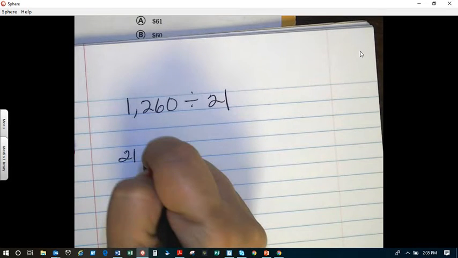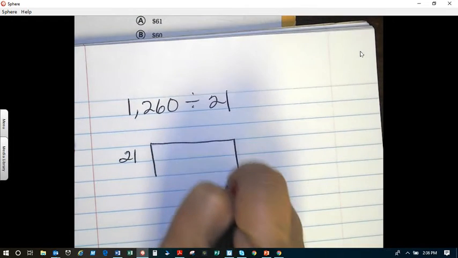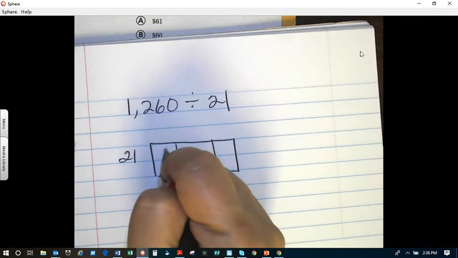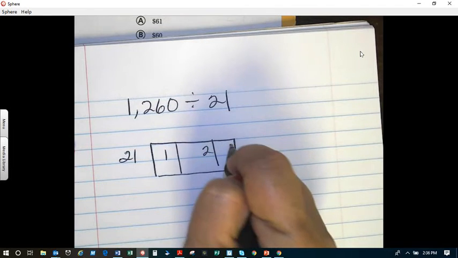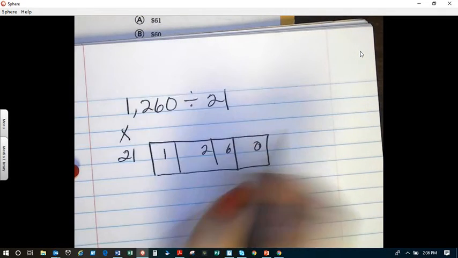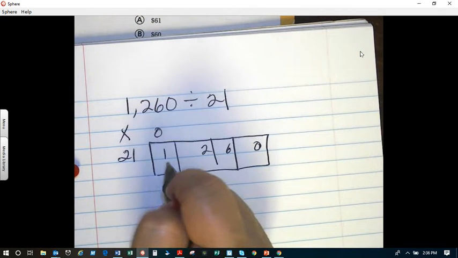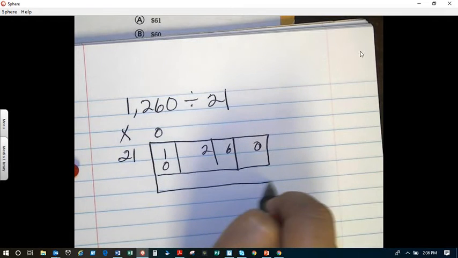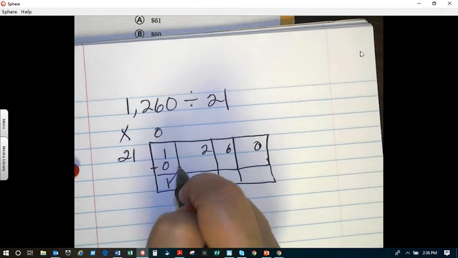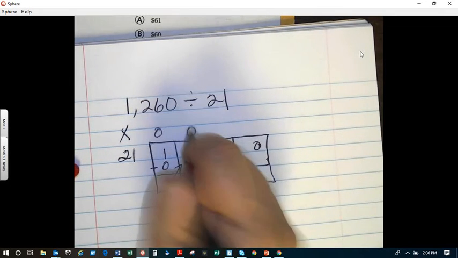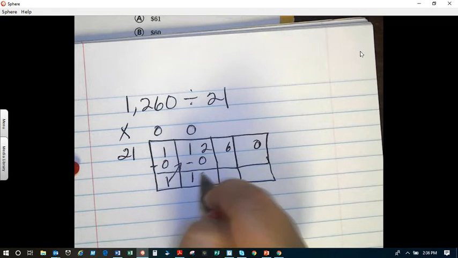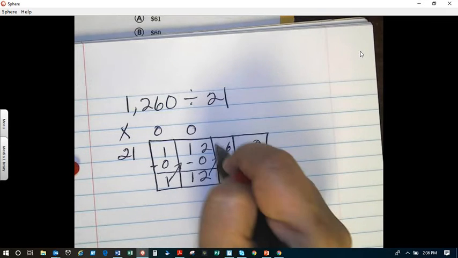21, and I'm going to be doing, so I'm going to place my 1, my 2, my 6, add another column, and my 0, my multiplication. 21 cannot, so I have 0, add another, there we go. Subtract that out, that's 1. Bring my 1 over here. Still too small. 0 times 21 is 0, subtract it out, and I have 12. So I'm going to bring this up, 126.